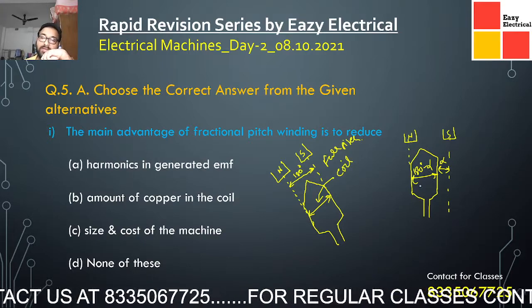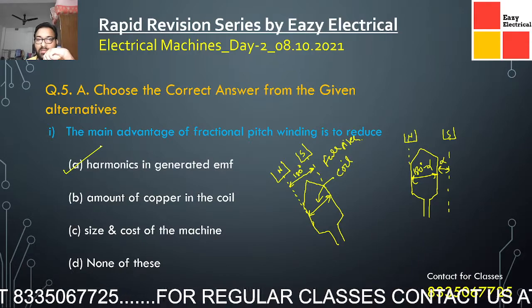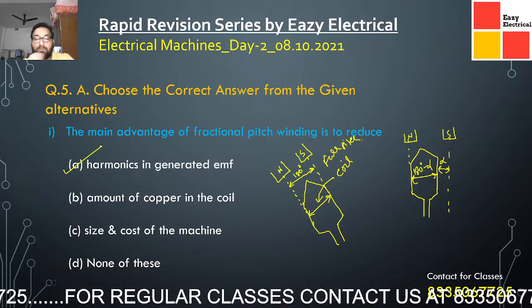And this fractional pitching helps us in reducing the harmonics in the generated EMF. Whatever harmonics is generated, that is reduced by using a fractional pitch coil.